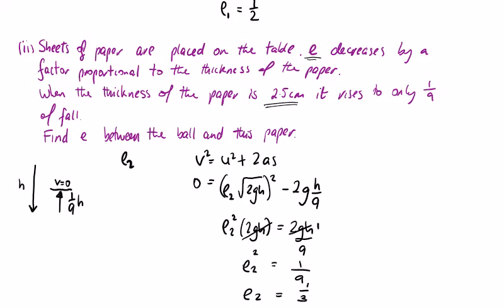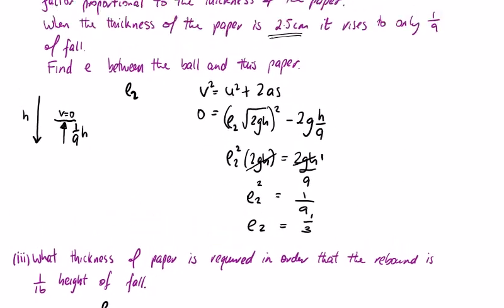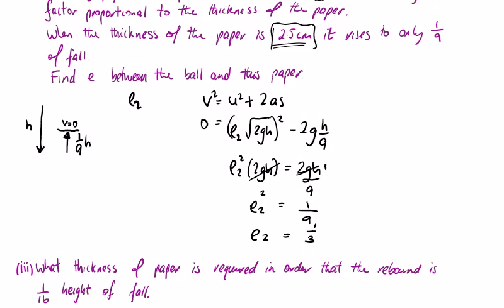Part 3, what thickness of paper is required in order that the rebound is 1/16 the height of the fall? Okay, same thing again. It's falling and it's going back up and it's stopping, and it's going to be 1/16 of the original height. So we can get E first, and then we're looking at the relationship between E1, E2 and E3. We'll call this one E3, based on the previous thickness of paper being 2.5 centimeters, which we haven't used yet. We're going to need it now.